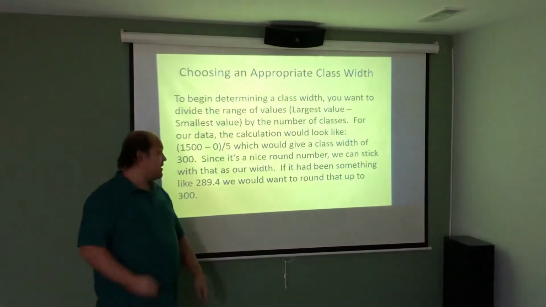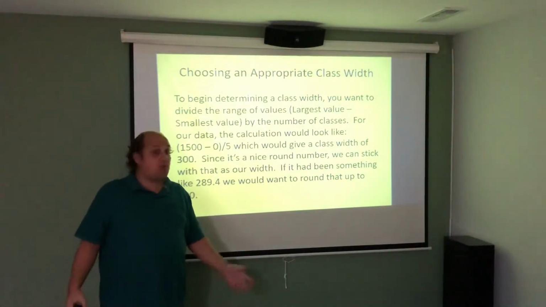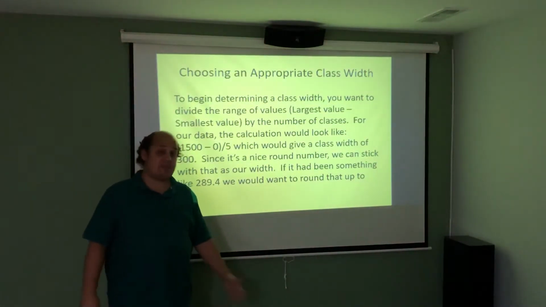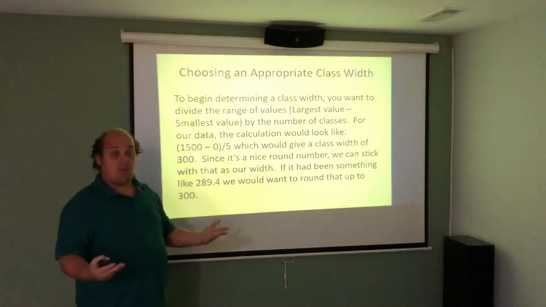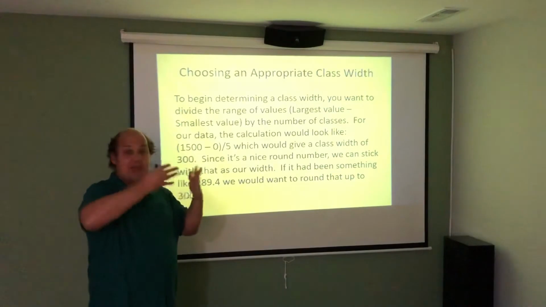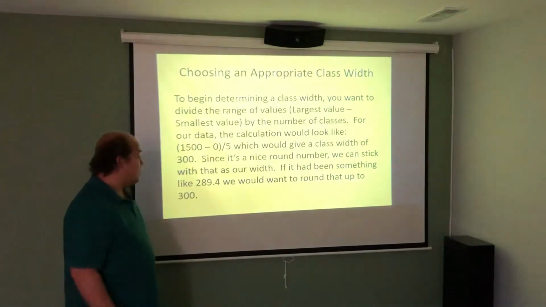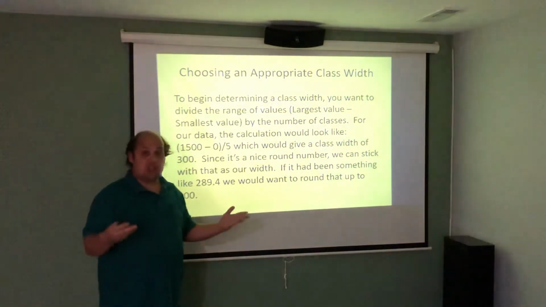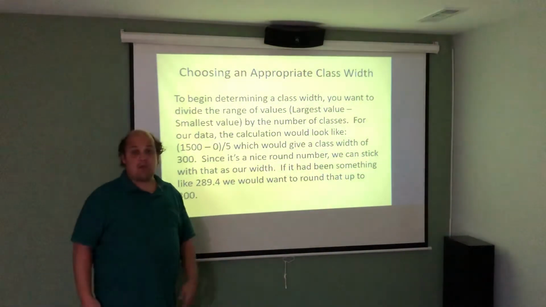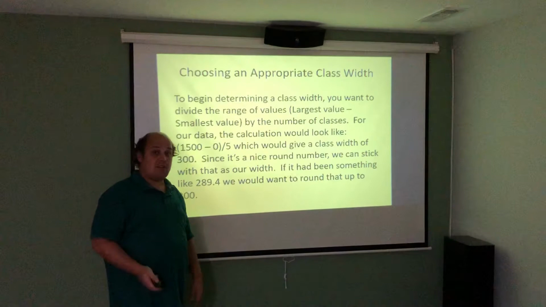Similarly, if I did this formula and I got 11.3, I'd probably use 10 as my class width. Again, it's just so that people who are viewing it see numbers that kind of have natural cutoffs in their head. So things that are multiples of 5, multiples of 10, multiples of 100, things like that, are probably what I want to use if I can round to something close.